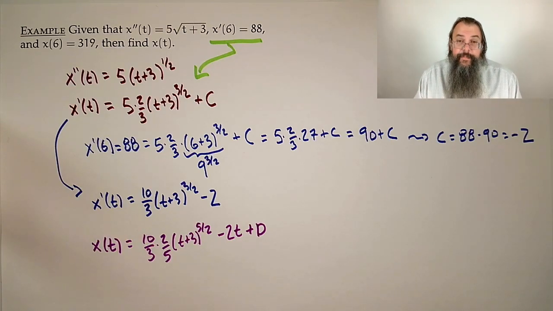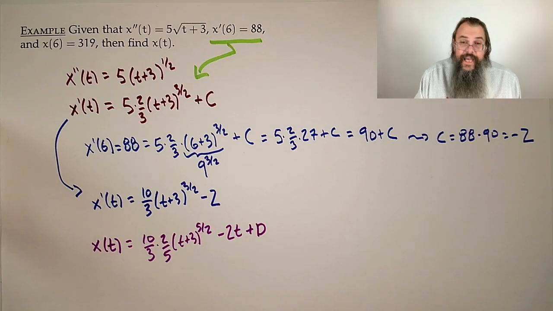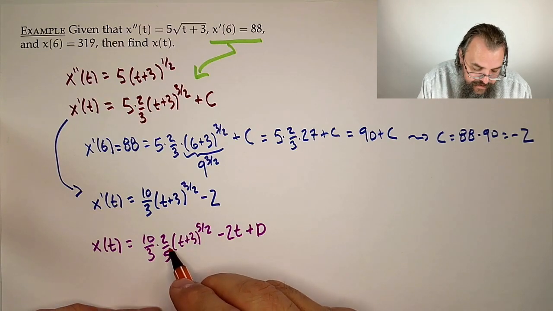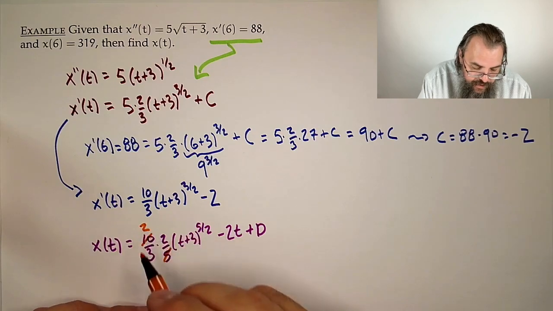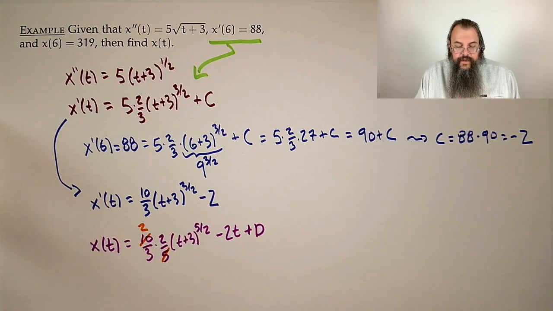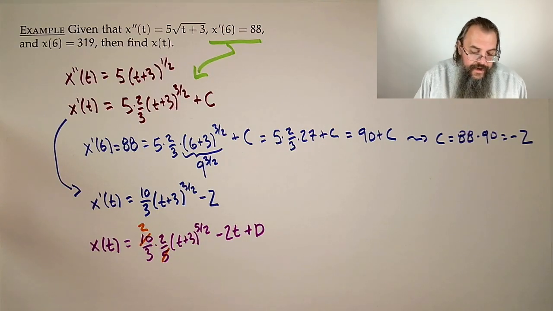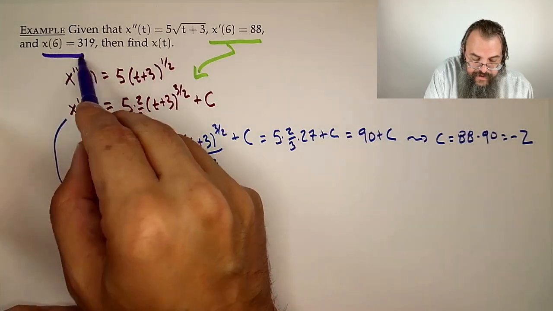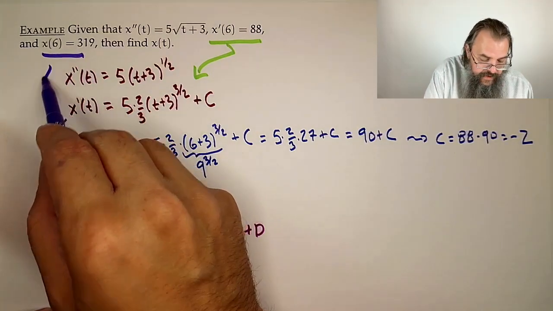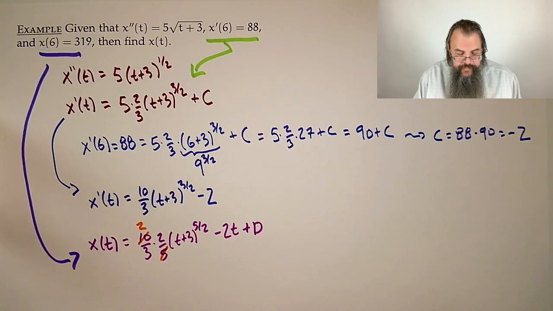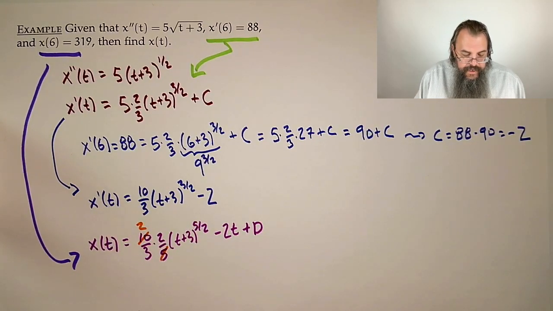Okay, but back to our problem. We can do a little bit right at the front because 5 does go into 10. So that's good news for us. That's like a 2 there. Now, what do we need? Well, we need to use our other initial condition, x of 6 equals 319. We're going to plug that into the bottom. So what do we get?